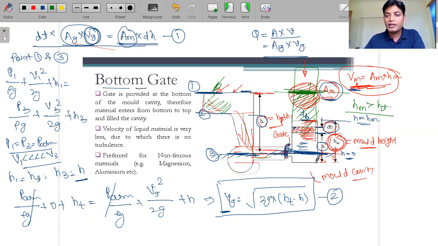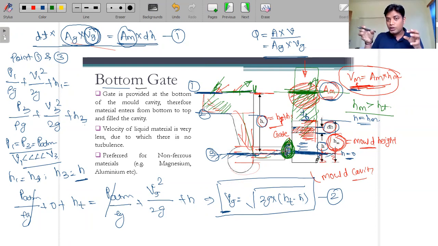If it goes beyond this, then before coming out from this side, the molten material starts coming out from this side. Why? Because you are filling the molten material from this side, and this cross sectional area is very much larger than this gate cross sectional area.